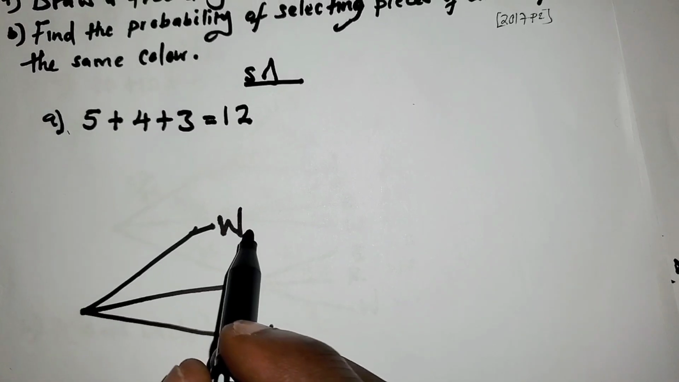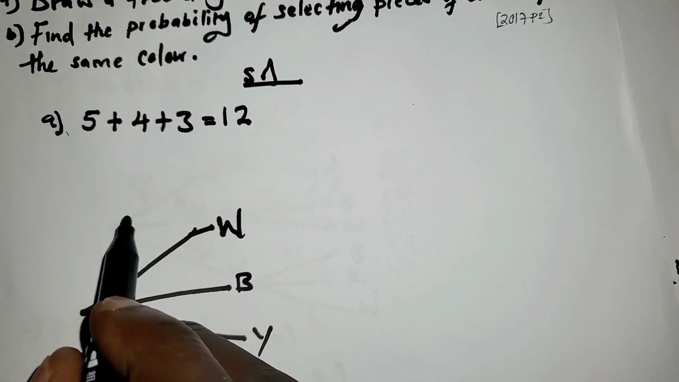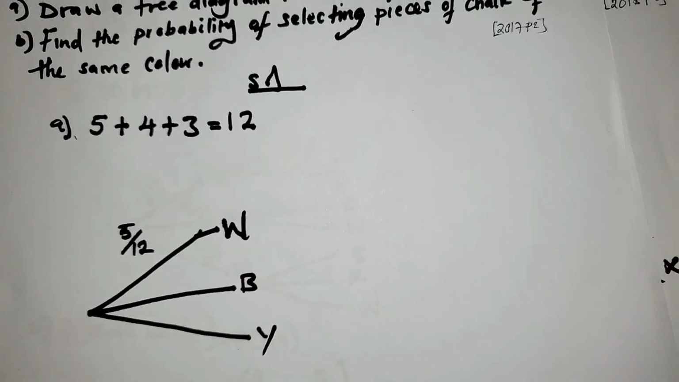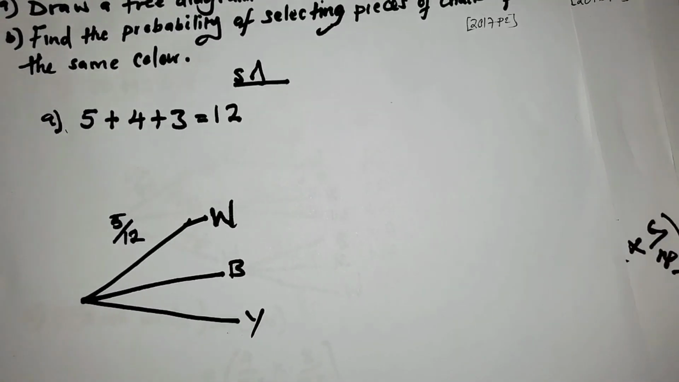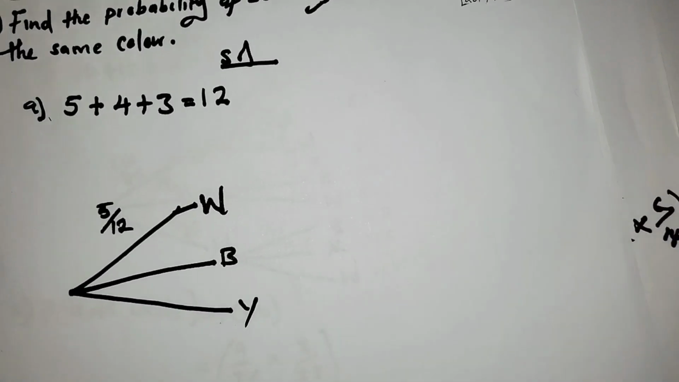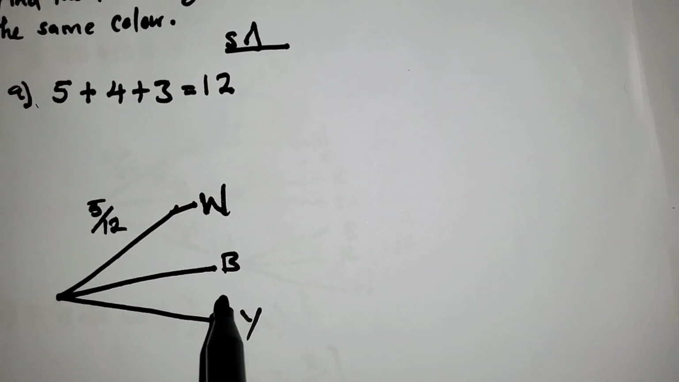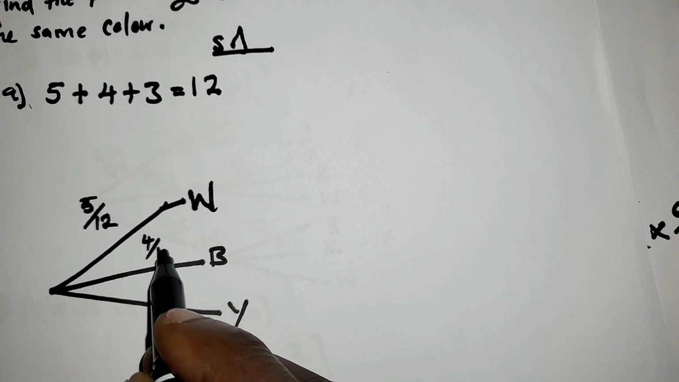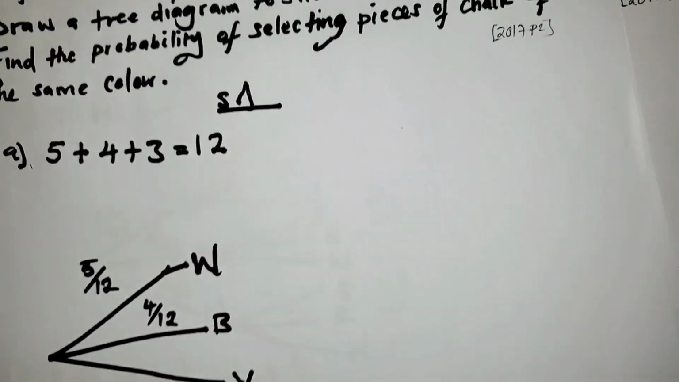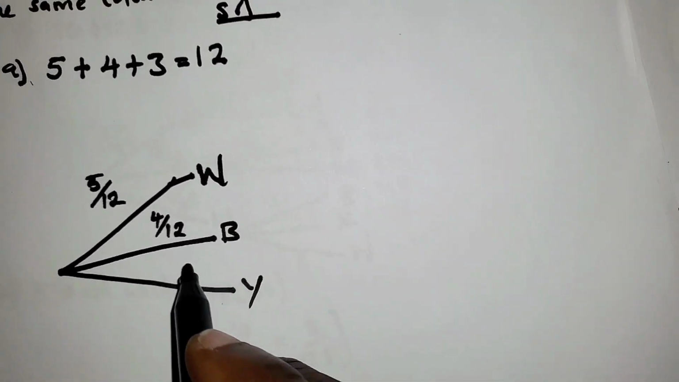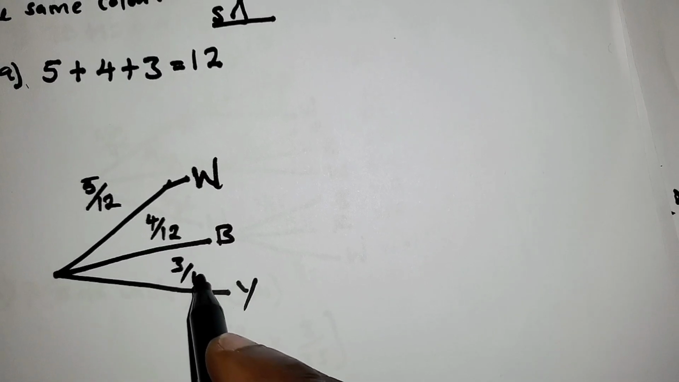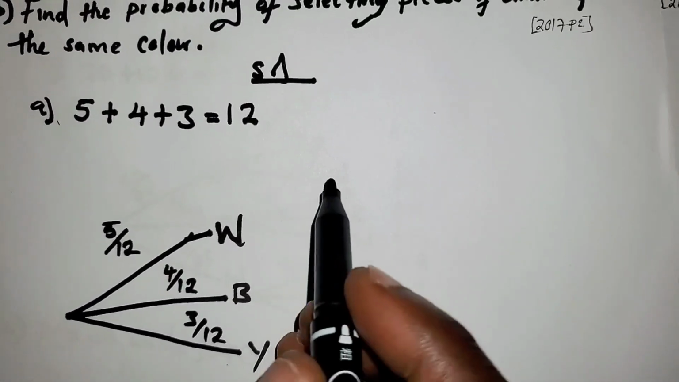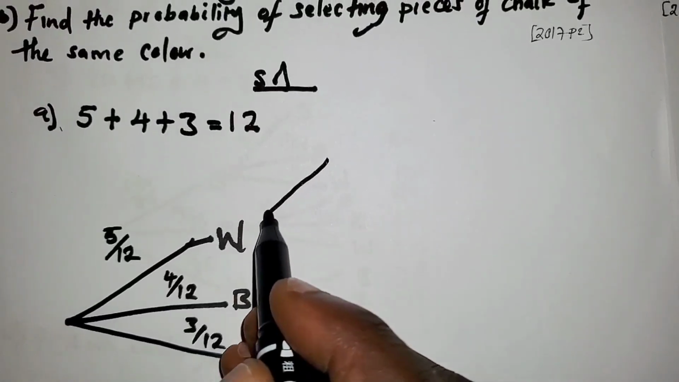So let's just write the way they are. For white it is 5, so I'm going to write 5 over the total number of pieces of chalk, which is 12. Then blue is 4, so I'm going to write 4 over 12. Then yellow is 3, so I'm going to write 3 over 12. This is very simple.